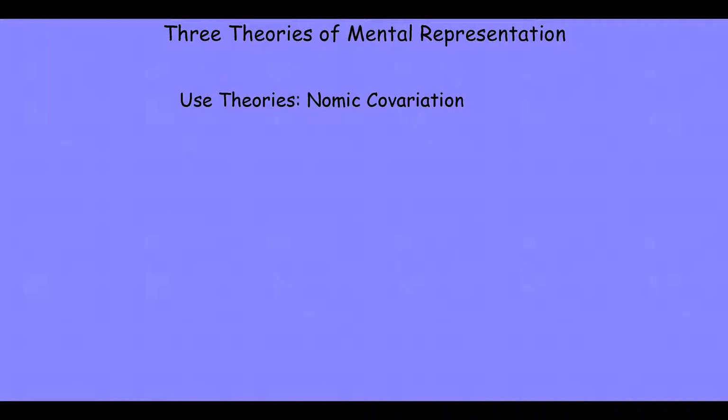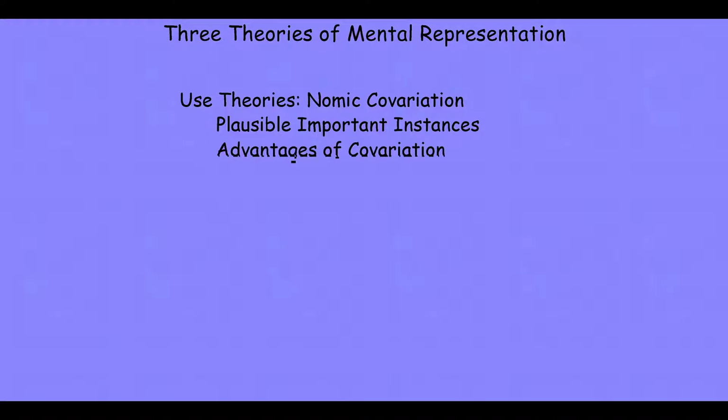When we look at gnomic covariation, we will look at some important plausible instances of gnomic covariation in cognitive science. Then we'll look at some of the advantages that advocates of gnomic covariation claim for the theory. And finally, we'll consider some of the problems or challenges that the theory faces.